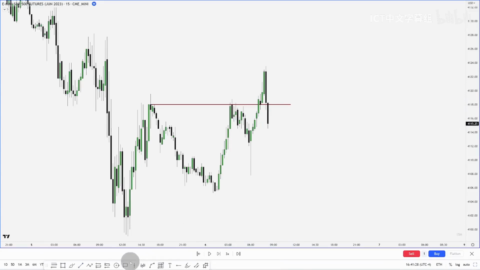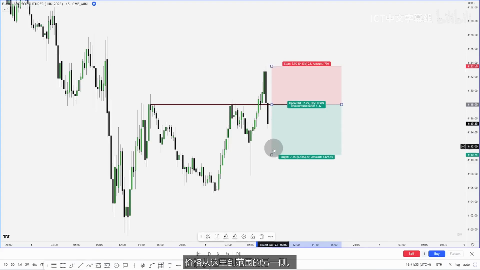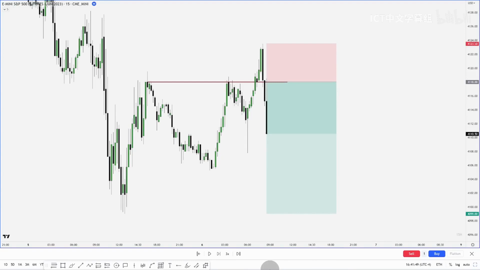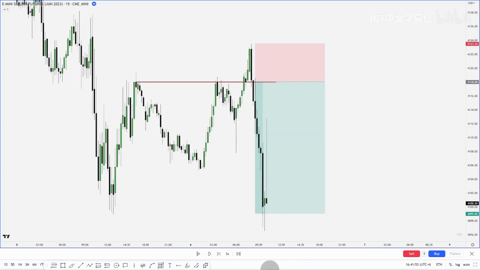Now we get a close in, and from here I would want to see price reach from here to the other side of the range. Letting this play out, it retests that level and then goes lower.